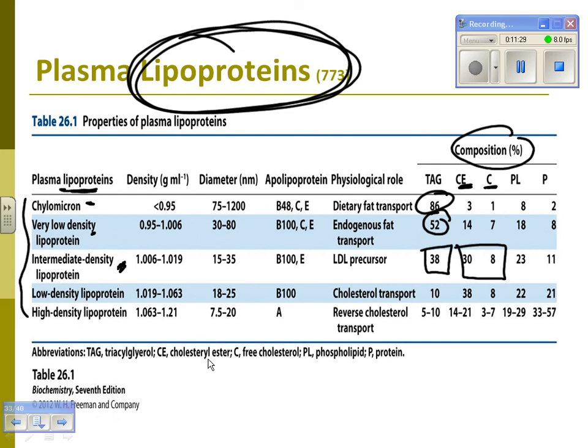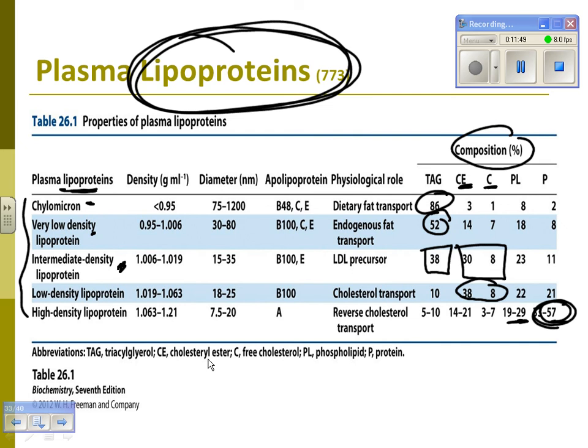LDL, the supposed bad cholesterol, is mostly just cholesterol. Whereas HDL, the so-called good one, is mostly protein. Good amount of phospholipids in them too, but that's most likely what will be asked. Maybe that's the most common stuff.